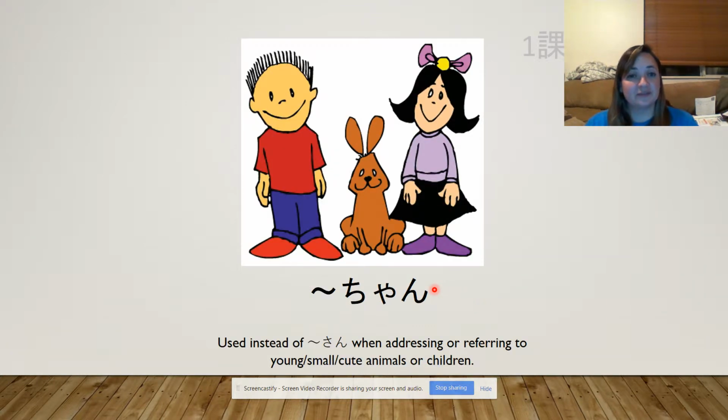Of course, you probably already know this, but chan is an ending we use to address or refer to young, small, cute animals or children. All right, so I call my cats. We have Ku-chan, Jin-chan, and then Mochi-kun, because well, he's a boy, so we're differentiating.